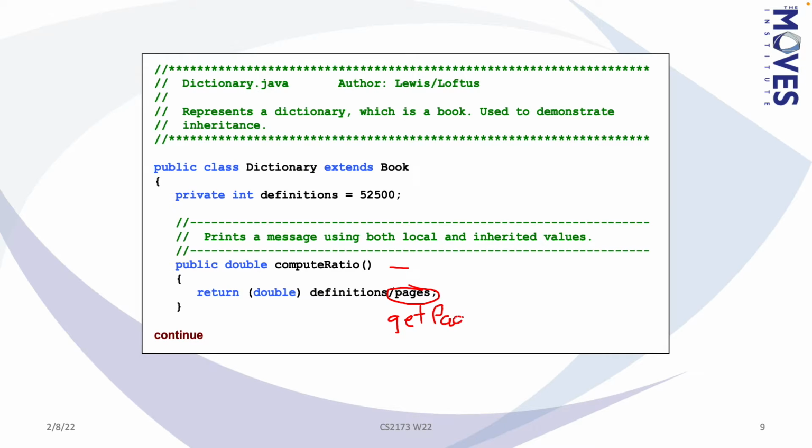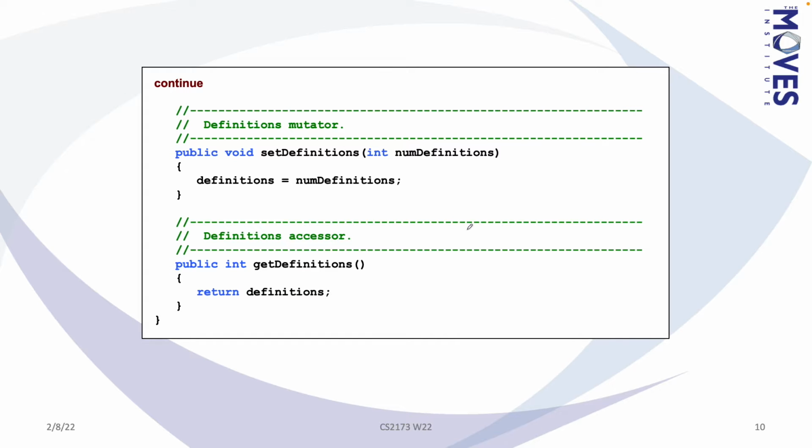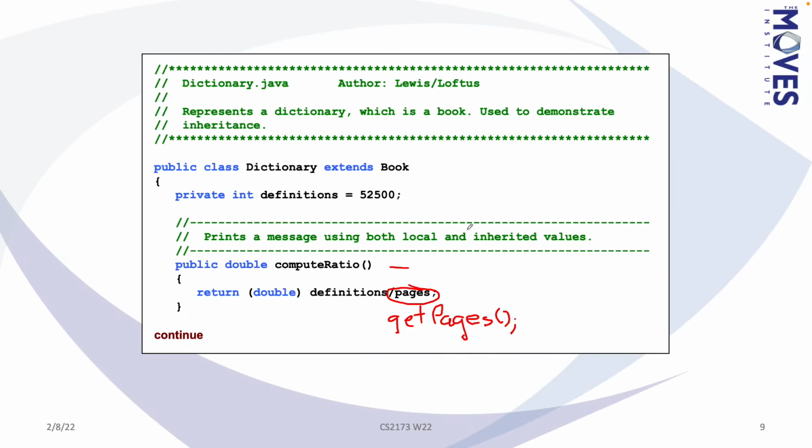It would have the same effect, but if you defined pages to be private, you could not write this statement because pages would not have access. Dictionary has pages in there, but it can't see them because it's locked tight. A better way to do this when you are accessing instance variables in a superclass is to use the getter method. That's why they exist. Okay, so definition setter, getter, again, being private, it doesn't matter.